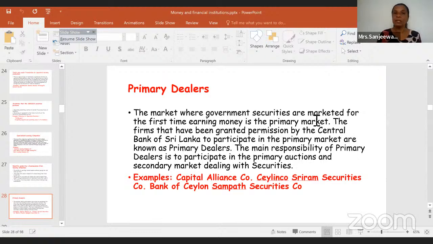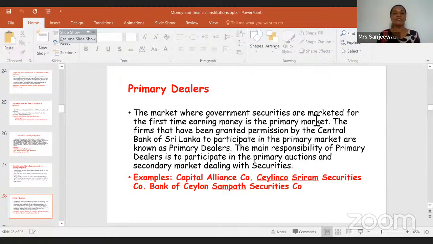Okay, the firms that have been granted permission by the central bank to participate in the primary market are primary dealers. Now you'll be learning different terms here. What is this primary market? The primary market is the market where the government sells securities, right, for the first time. So the firms that have been granted permission to participate in the primary market are primary dealers.